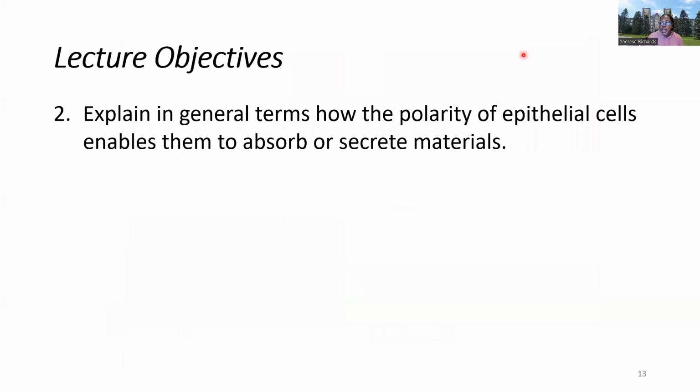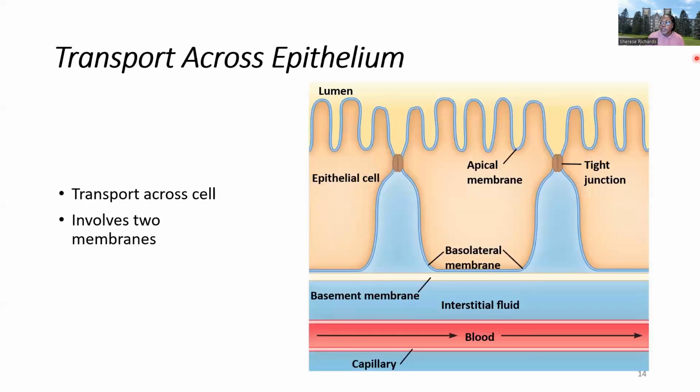Explain in general terms how the polarity of epithelial cells enables them to absorb or secrete materials. So here we're going to look a little bit at epithelia, which for some reason is one of my favorite topics. I love thinking about the cells that line all of our body cavities. The epithelia is a very unique type of cell in the body. It is basically all of our lining structures.